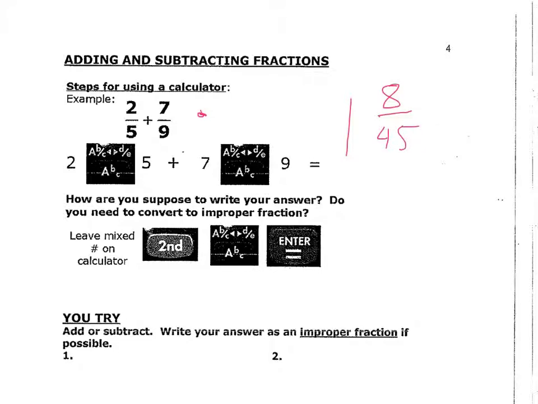So you got a mixed number, but what if you wanted to turn that into an improper fraction? If you wanted to do that, all you would have to do is leave what's on your screen, then push second, then ABC, and enter. And what ends up coming out is 53 over 45. So this really simplifies moving numbers from improper fractions to mixed numbers and vice versa.